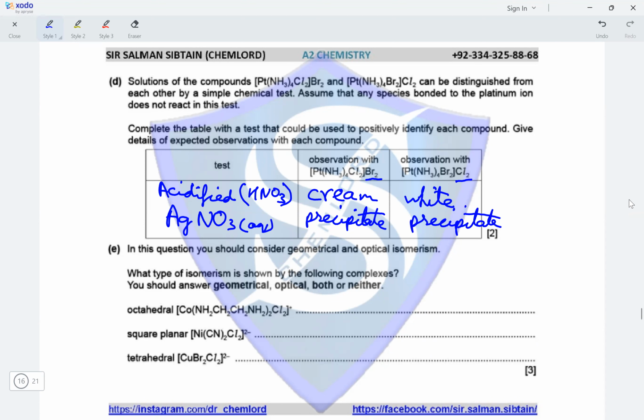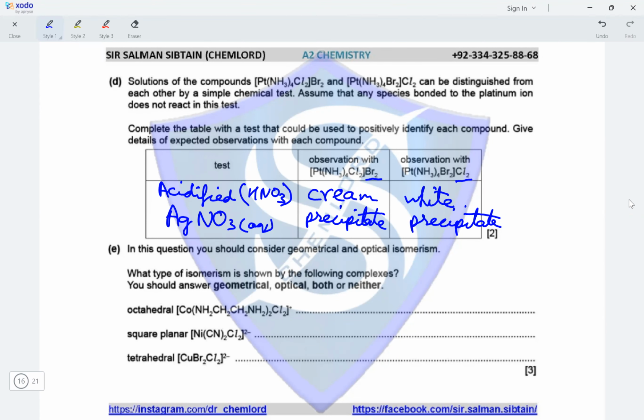And in this way, we can distinguish between the two compounds. Next, in this question, you should consider geometrical and optical isomerism. What type of isomerism is shown by the following complexes? You should answer geometrical, optical, both, or neither.